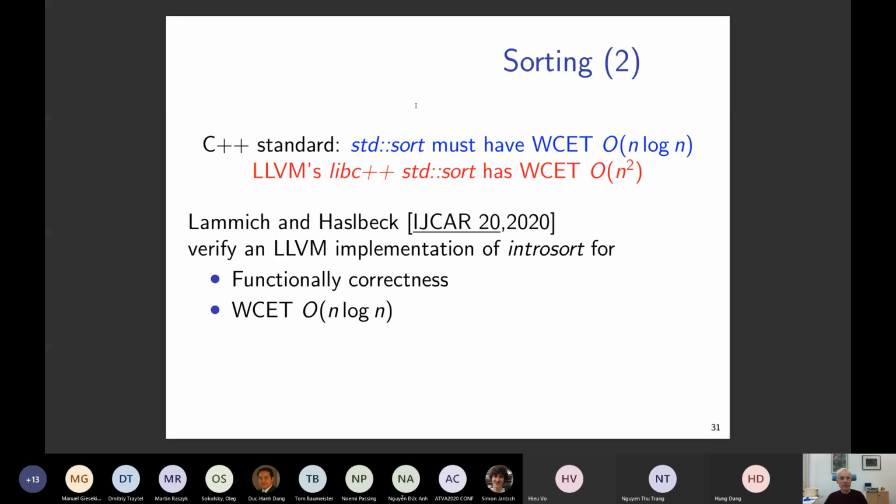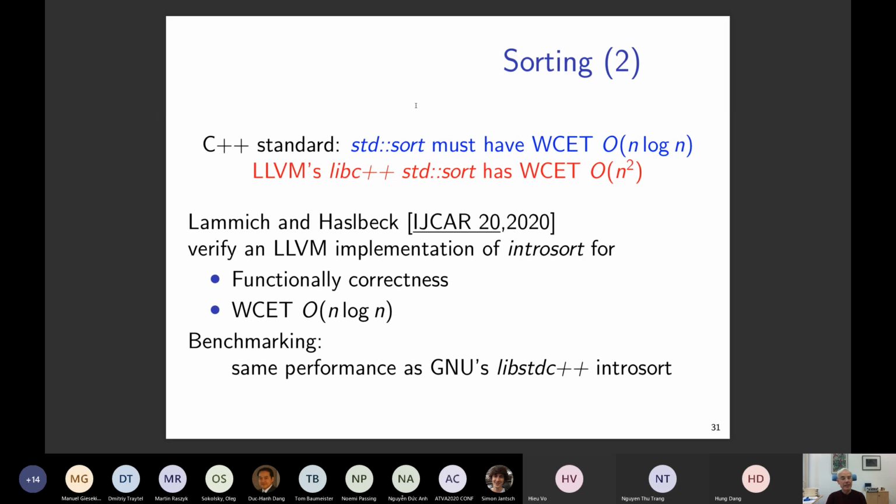Now, Lammich and Haslbeck verified an LLVM implementation, using the Isabelle Refinement Framework, of something called introsort, which is again one of these highly optimized sorting algorithms based on Quicksort and more. They proved the functional correctness, and they proved that the worst case execution time actually is n log n. And finally, by benchmarking, they showed that it has the same performance as GNU's libstdc++ introsort.